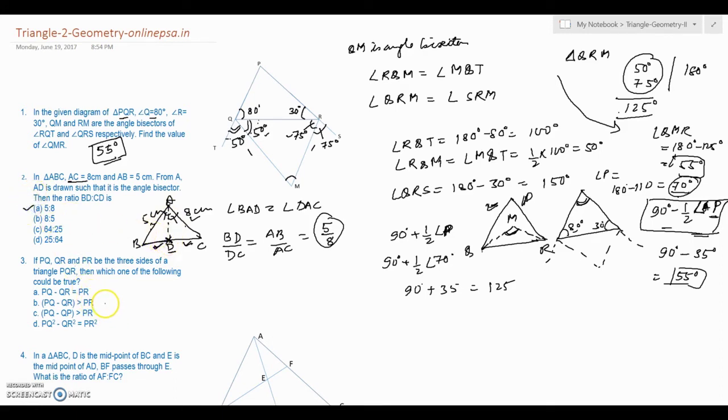Let us go to the next question. If PQ, QR and PR are the three sides of a triangle PQR, then which of the following could be true? This can be any triangle PQR. Let us see the options and what they mean. The first option is PQ minus QR is equal to PR. If you transpose QR to the right hand side, you can write PQ is equal to QR plus PR.